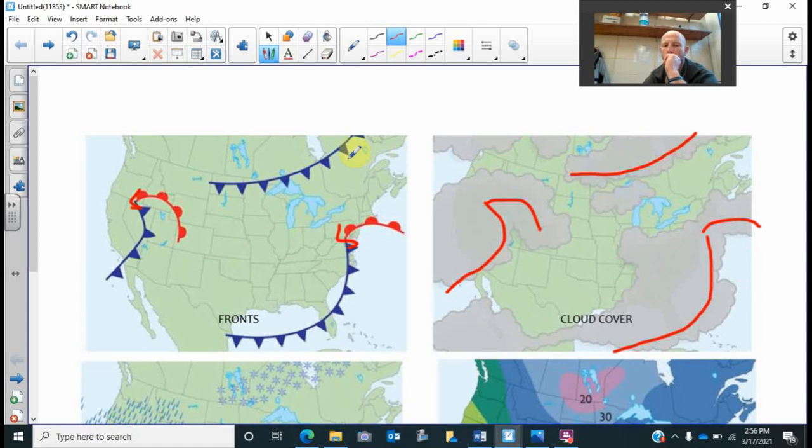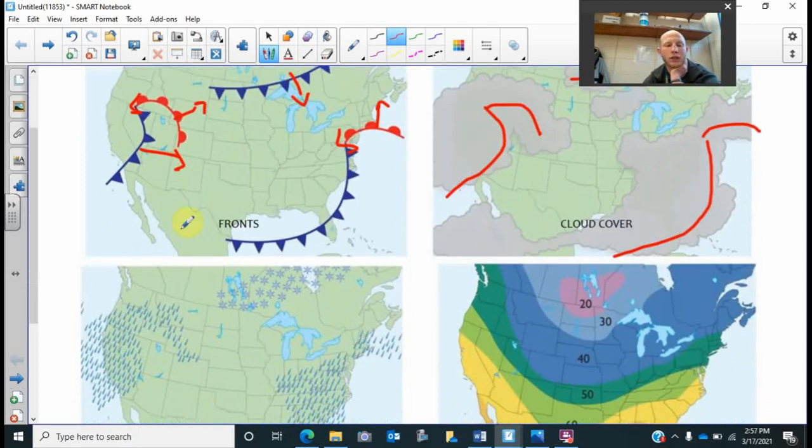It's moving this way. So whichever side these triangles are on, that's pointing to the direction it's moving. Whichever side these bubbles or bumps are on, that's the side. So they're moving in this direction. This front's moving in this direction. This cold front is moving in this direction. This guy's moving in this direction. This guy's moving in this direction.